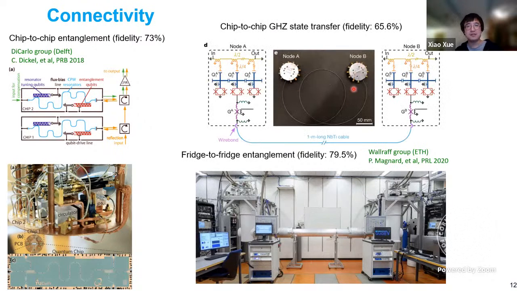And more recently, this very cool work from the group of Andrew Cleland at Chicago, they achieve a GHZ state transfer from one chip to the other chip with a fidelity of 65%.